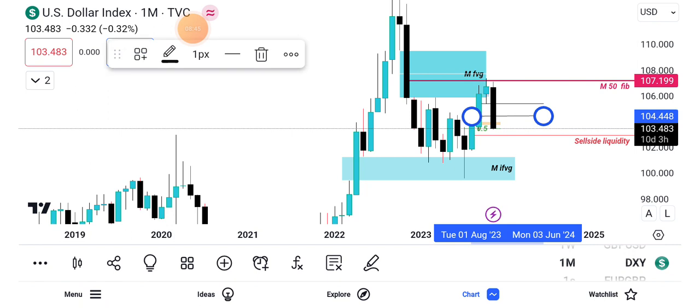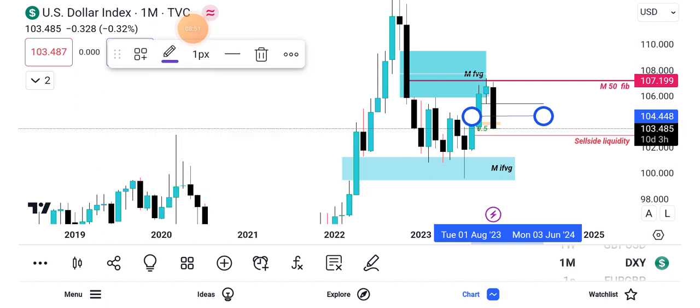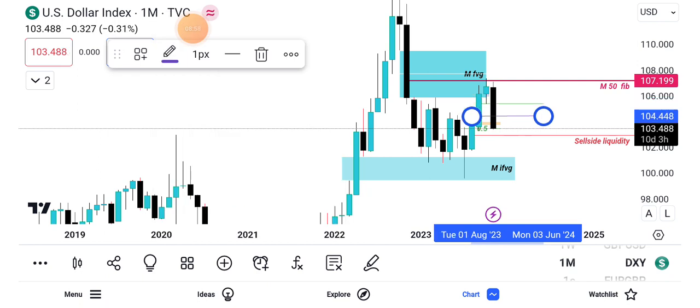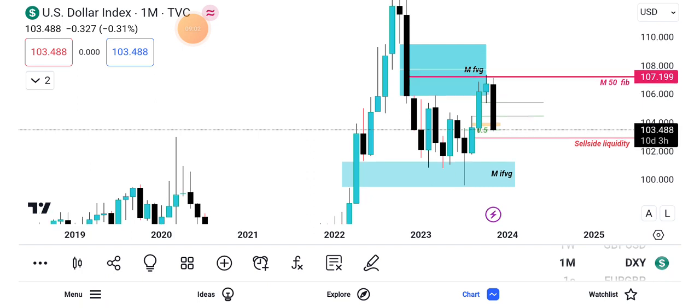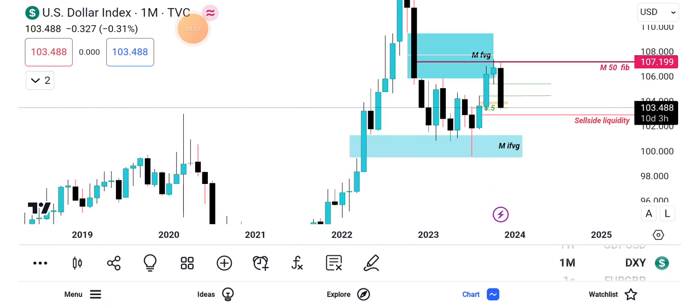Okay, so I'll make it unique. Because it will be here, I want to make it purple. Can we spot purple or green? I think greenish is better. Yeah, that green represents the monthly fair value gap.